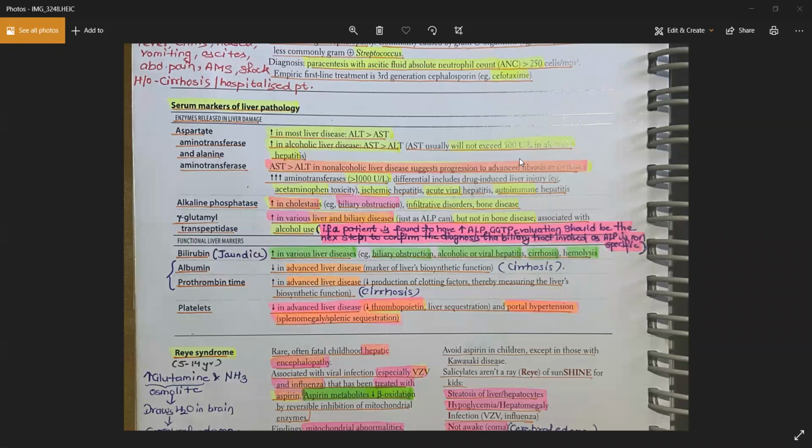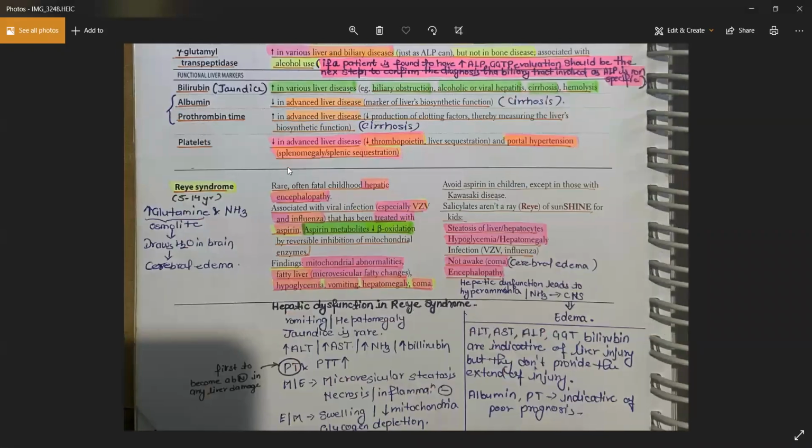Okay, so we have discussed the liver markers, in which some liver markers will show you that the liver is being damaged and which liver markers show you how much damage has been occurred, right? And now let's discuss the Reye syndrome. Okay, Reye syndrome is basically the fatal childhood hepatic encephalopathy. It happens whenever you give a child aspirin.